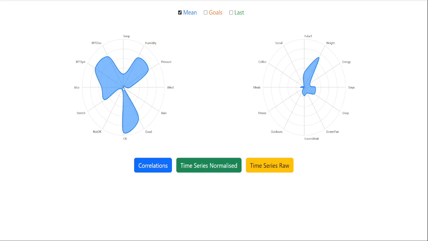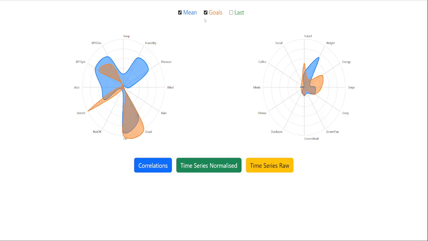In the center of the plot, all data shown here are normalized in such a way that the center of the plot depicts the minimum value for a particular indicator, and the outer circles, the circumference here, indicate the maximum value for the indicator.